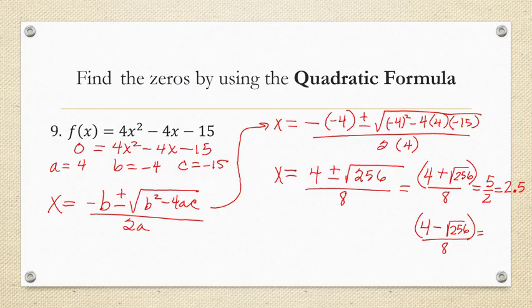Right, let's do it the other way with a minus. Let's go 4 minus the square root of 256 divided by 8. And I got negative 3 halves, or negative 1 1/2. Okay? That's where it crosses the x-axis. These two would be your answers. Check Delta Math, see how it wants your answers. Okay?